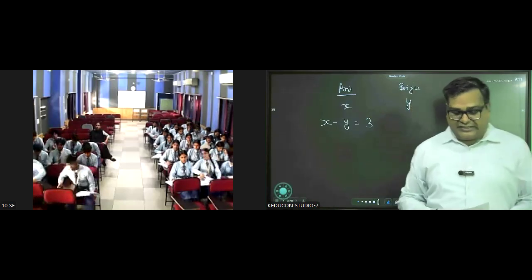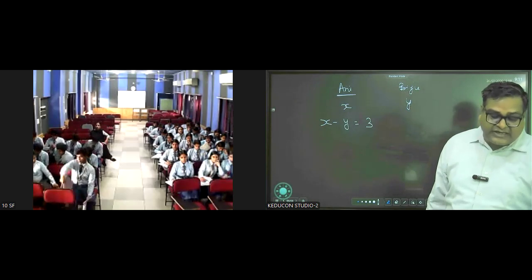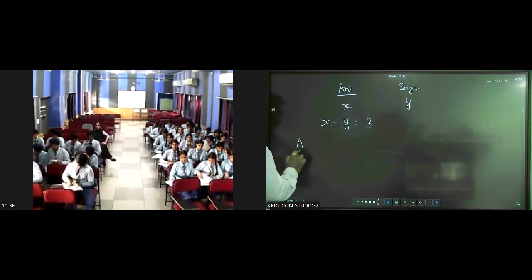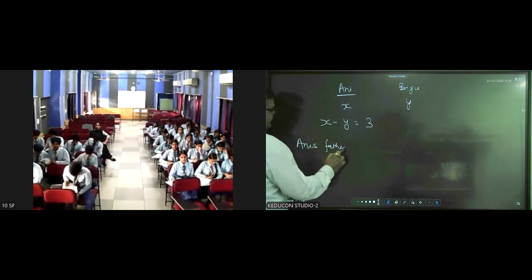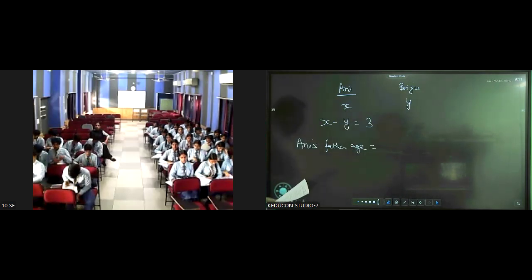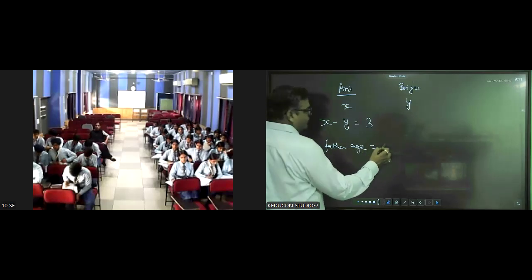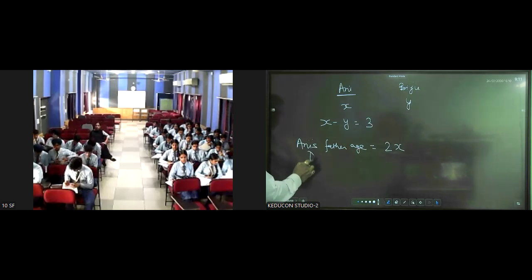Now comes the second statement. Ani's father Dharam is twice as old as Ani. What will be Ani's father's age? Ani's father's age? Yes, tell me students. Ani's father Dharam is twice as old as Ani. Means twice of X. So this is the age of Dharam.